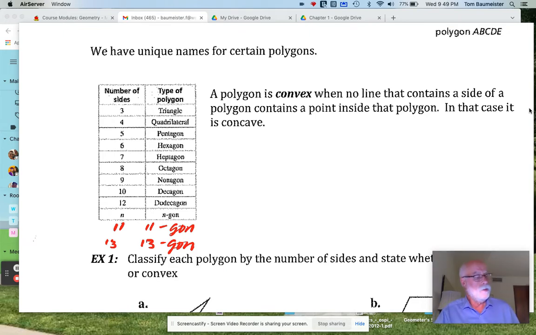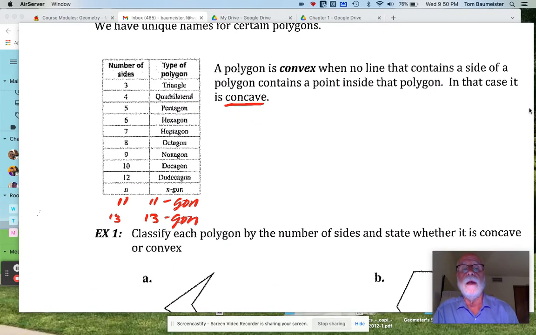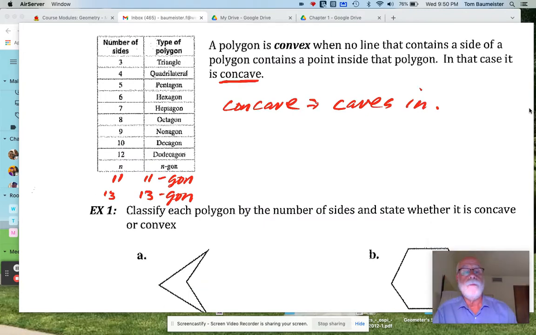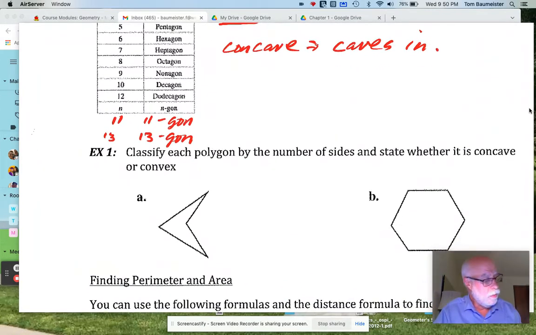A polygon is convex when no line that contains a side of the polygon contains a point inside that polygon. In that case, it is concave. Concave should have actually been in bold. I didn't realize that till right now, I do apologize for that. But again, concave just means it caves in. We can see that from our example here.